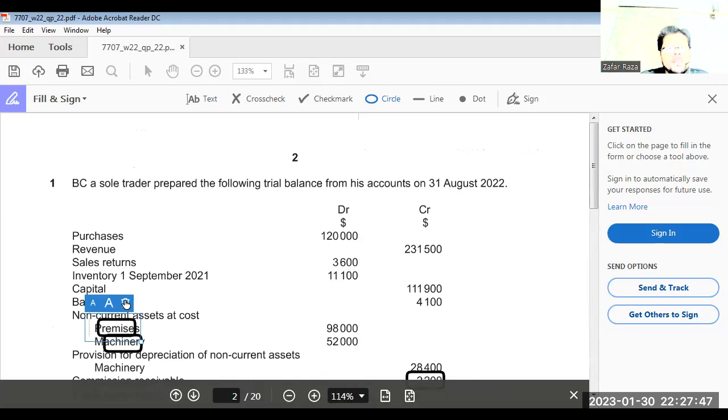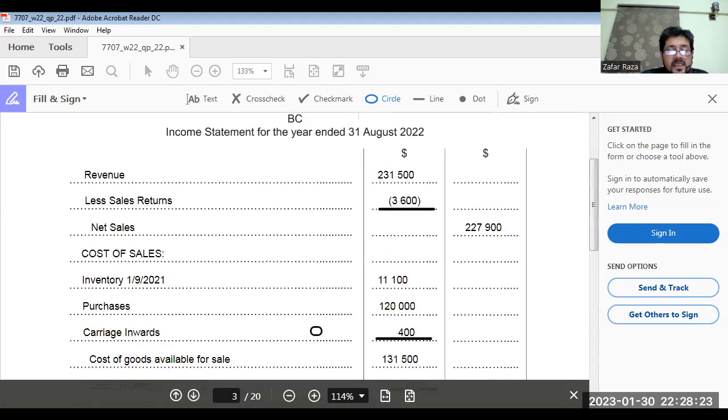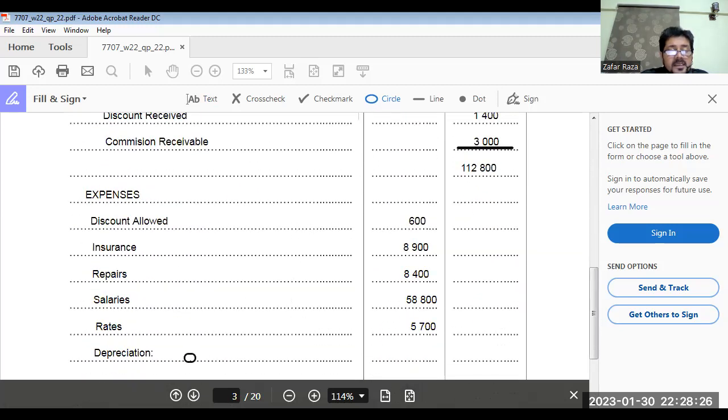Now machinery 52,000. But 4,000 is the capital expenditure incurred on the machine. You remember we deducted 4,000 from repairs. That was capital expenditure on machinery. So 52,000 plus 4,000 makes 56,000, minus provision for depreciation of 28,400 given, gives 27,600 book value. Multiplied by 20% is 5,520. So this is going to be recorded: 5,520, depreciation of machinery only.